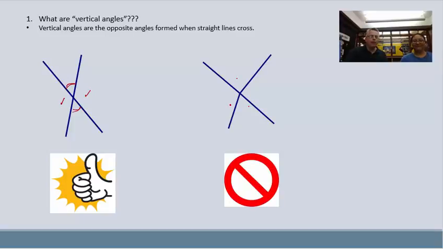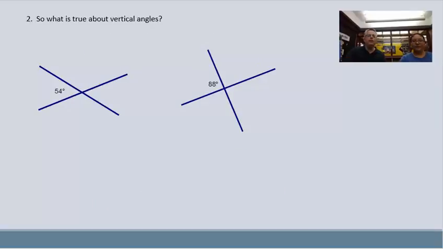Okay, and we want to talk about what's true with them. We know that opposite angles are the same angles. So we have 54 on this angle. The opposite angle for that would be the same, 54. So that's the fact about vertical angles, that they're congruent. I don't know why they call them vertical. I've never figured that out. But they're the opposite angles and they're congruent.